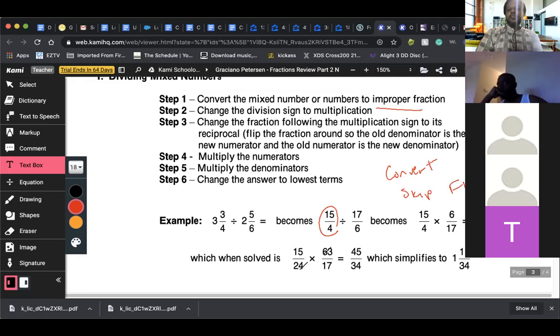Exactly. The first step is always going to be convert when you have mixed numbers. When we're talking about multiplication or division, your first step needs to be convert. You don't want to work with those mixed numbers.